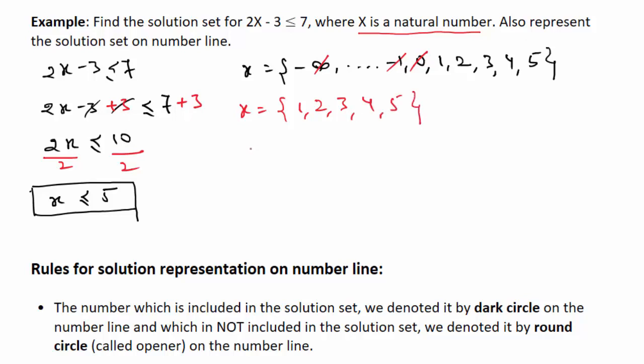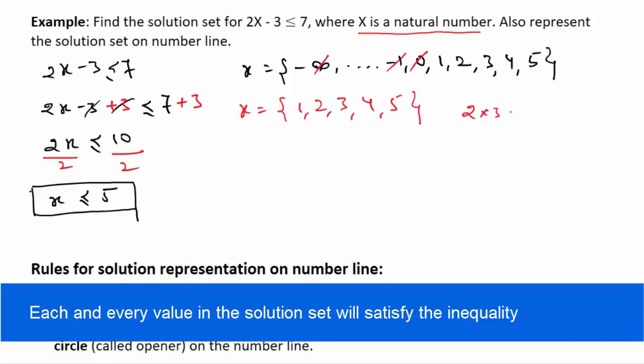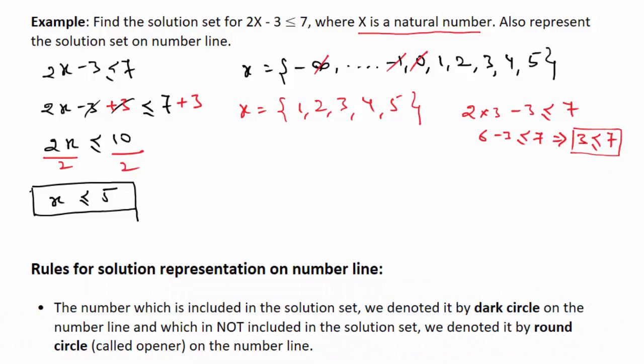Let's take a number from the solution set and we will see whether the given inequality holds true or not. So let's put number 3, and we will get 2 into 3 minus 3 less than or equal to 7. So 6 minus 3 is less than or equal to 7. This implies 3 is less than or equal to 7. And this statement is true, right? That 3 is always less than 7.